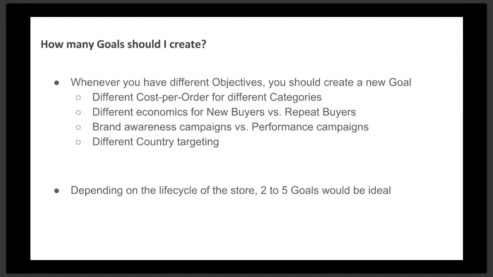When you should actually create a different goal out there, right? And then depending on the life cycle of the store or the stage of the store, right? And of course, your engagement with us on OnlineSales.ai, anywhere between 1 to about 5 goals would be ideal, and that should suffice for almost 80 to 90% of the use cases out there, right?